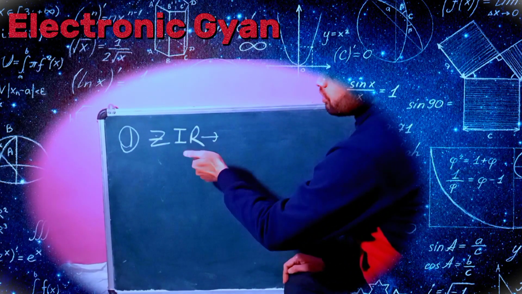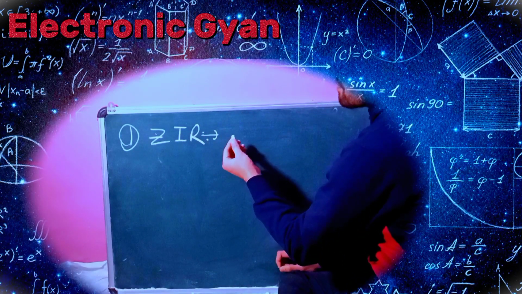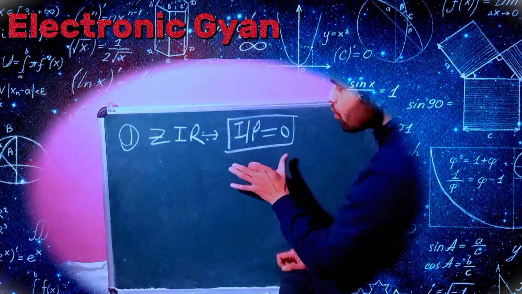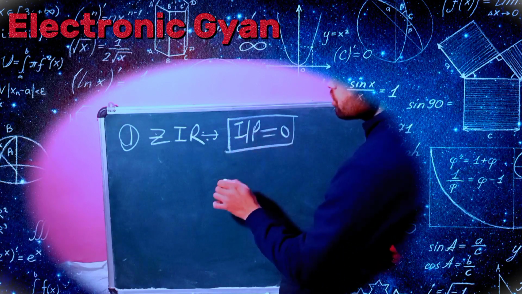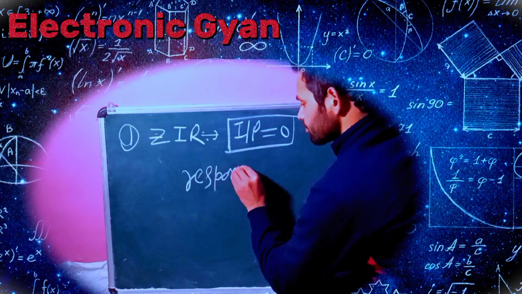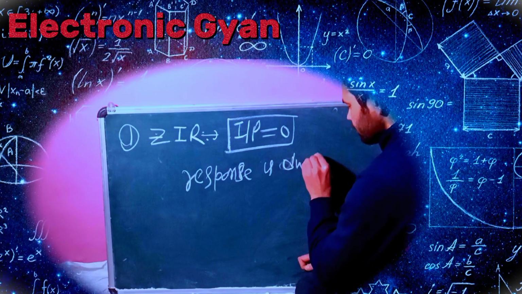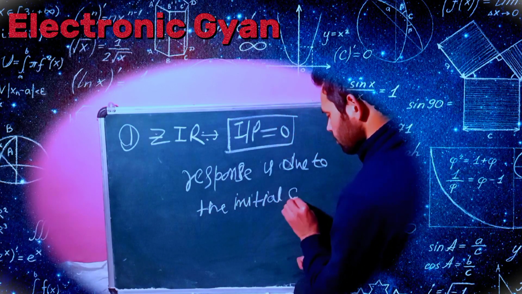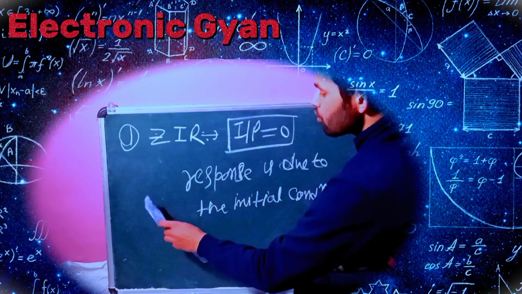Now see here, first we are going to find the zero input response. Zero input response means the input is 0 and the system response that we are going to calculate is for the initial condition. So input is 0, here the response is due to the initial condition. So let's see how it is.